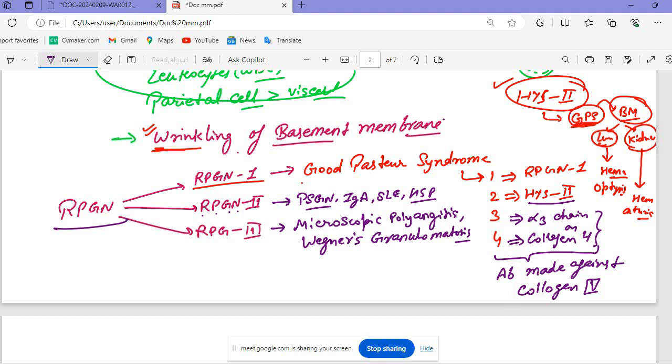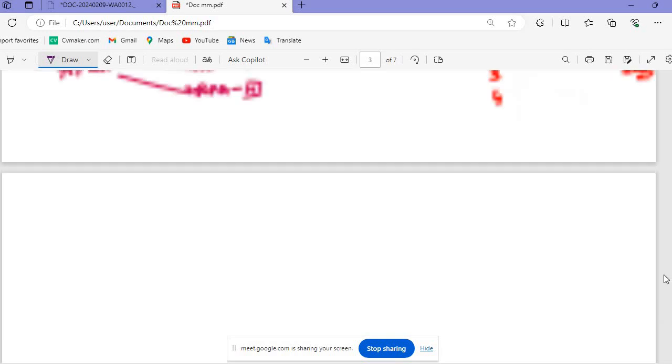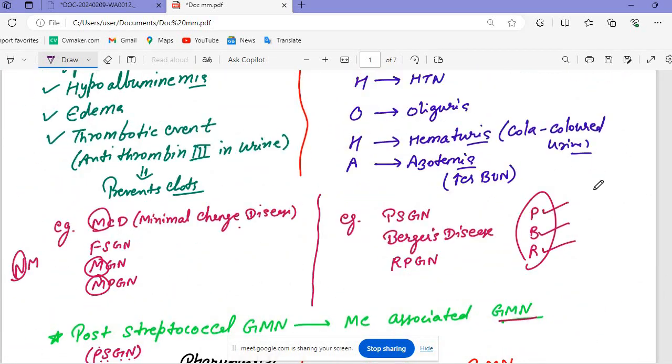So we have the RPGNs: Goodpasture syndrome, PSGN, IgA, SLE, HSP, microscopic polyangiitis or Wegener's granulomatosis. They will complicate and form RPGN type 3. This is GN. So we already studied the nephritic syndromes. In the nephritic syndrome, we studied PSGN, Berger's disease and RPGNs.